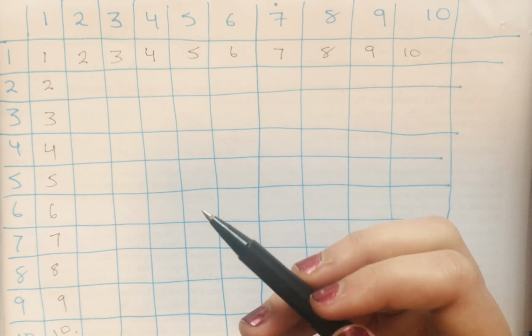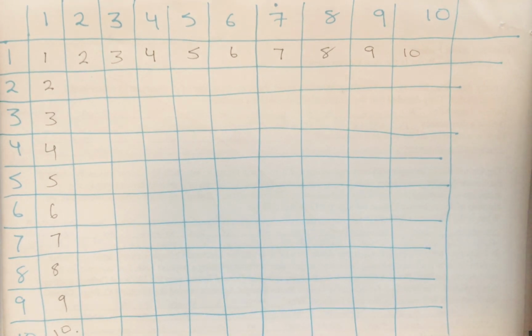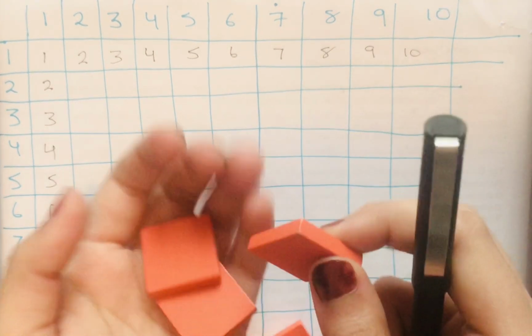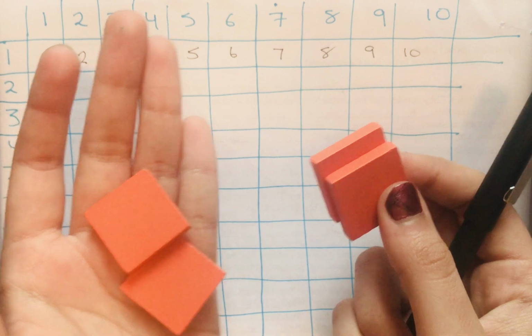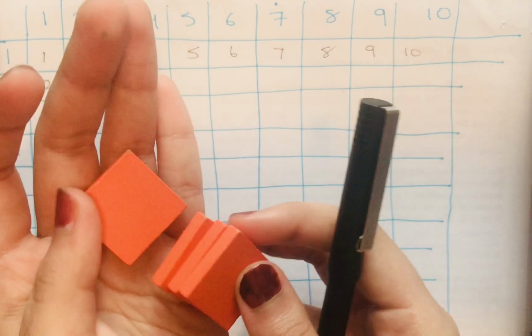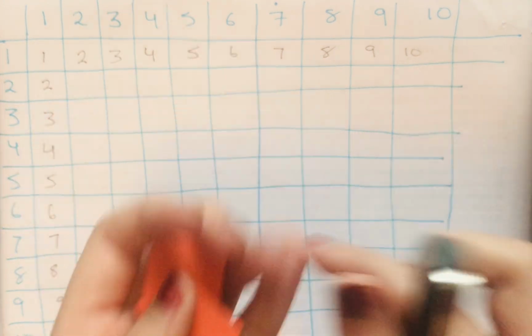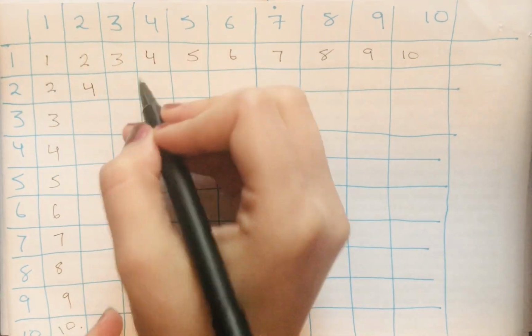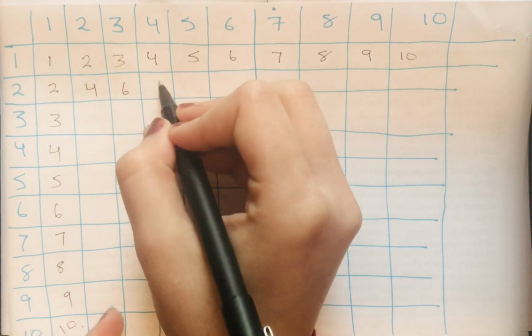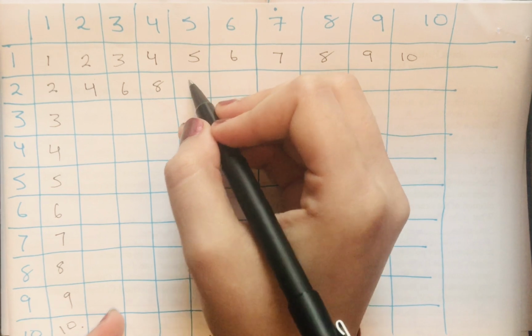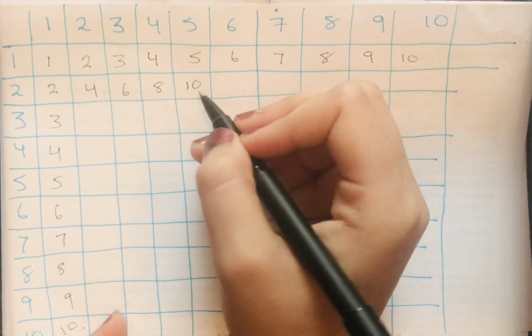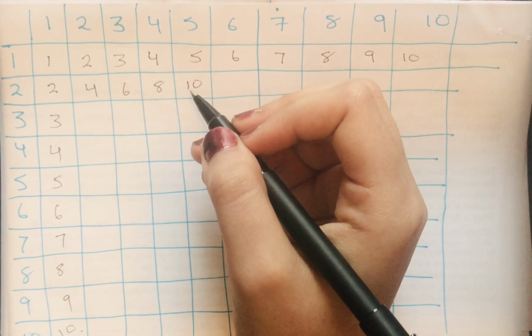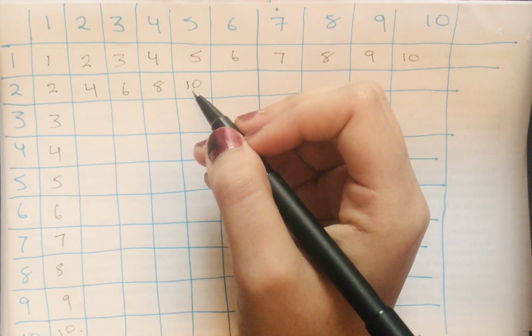When I say 2 multiplied by 2, that means 2 groups of 2 squares. When you put them together, you get 4. 2 times 2 is 4. Then 3 times 2 is 6. 4 times 2 is 8. 5 times 2 is 10. So multiplying by 2 means adding the number to itself, and that's the answer you get.